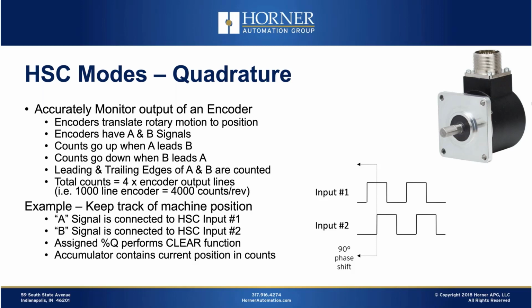In terms of the number of counts, the reason it's called quadrature is because the counter is counting not just the leading edge of each pulse, but the leading and the trailing edge of each pulse. So for an encoder that has a rating of, say, 1,000 lines per revolution, we actually get 4,000 counts per revolution. So that's how that rating works.